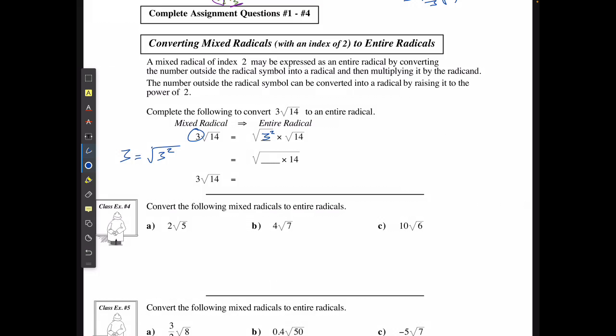and then say that 3 squared is the same as 9, and multiply that by the 14. Which means that I'm going to have the square root of 126.